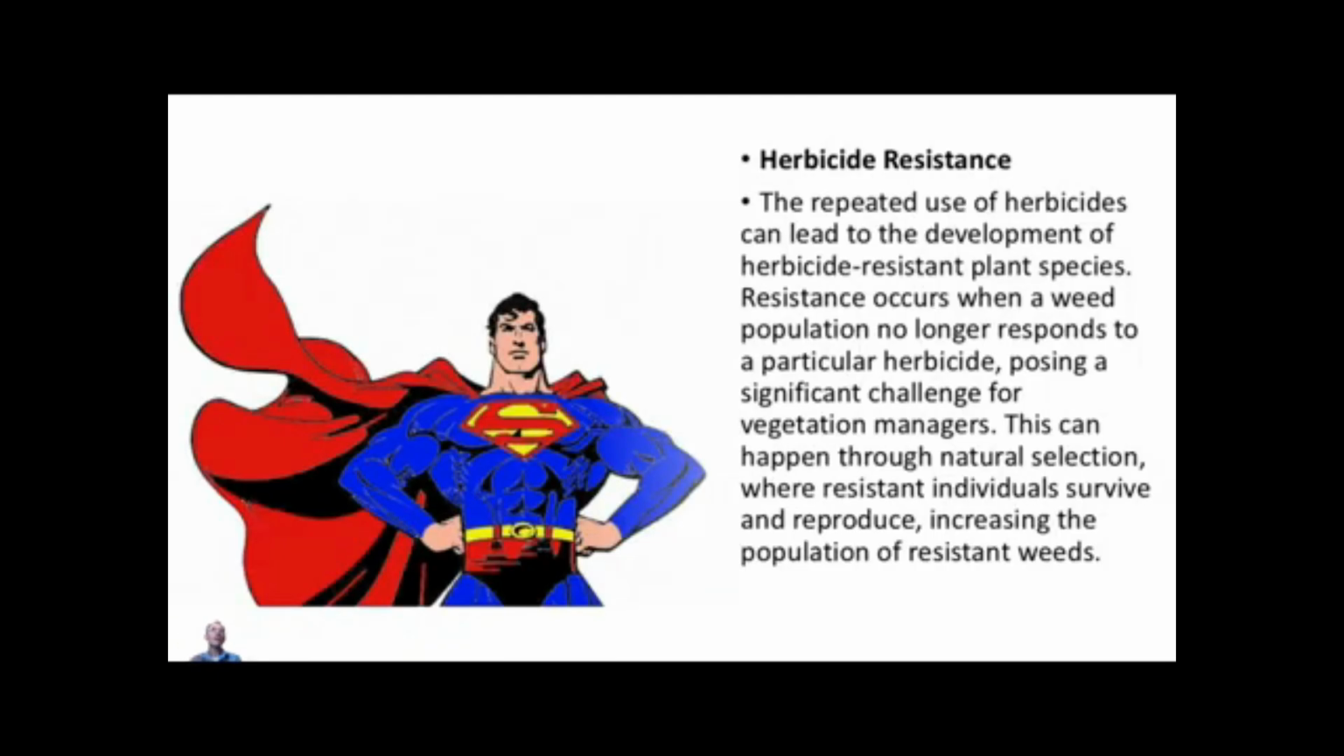Herbicide resistance. The repeated use of herbicides can lead to the development of herbicide-resistant plant species. Resistance occurs when a weed population no longer responds to a particular herbicide, posing a significant challenge for vegetation managers. This can happen through natural selection, where resistant individuals survive and reproduce, increasing the population of resistant weeds.